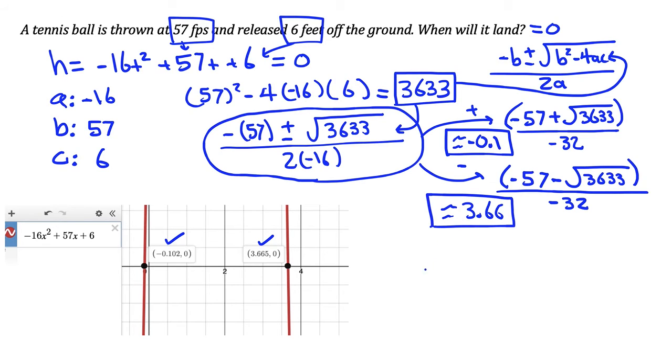But if you're actually going to answer this question in real life, so when will it land? Well, I'd say about 3.7 seconds. Nobody's really going to say about 3.66. Just round to the nearest tenth of a second. So this ball is going to land at about 3.7 seconds. Again, the negative one would be the theoretical answer because it's on the negative side. We can't really go back in time, but this would be the real answer right there.